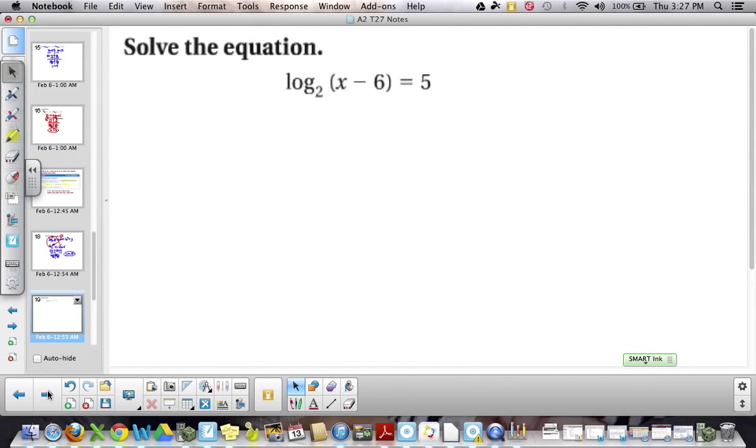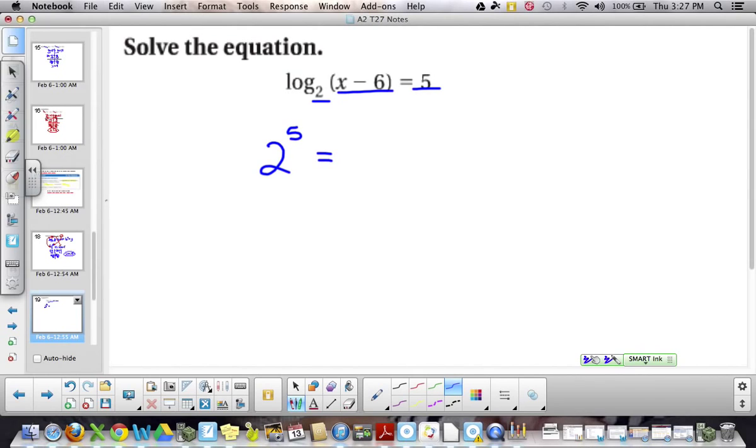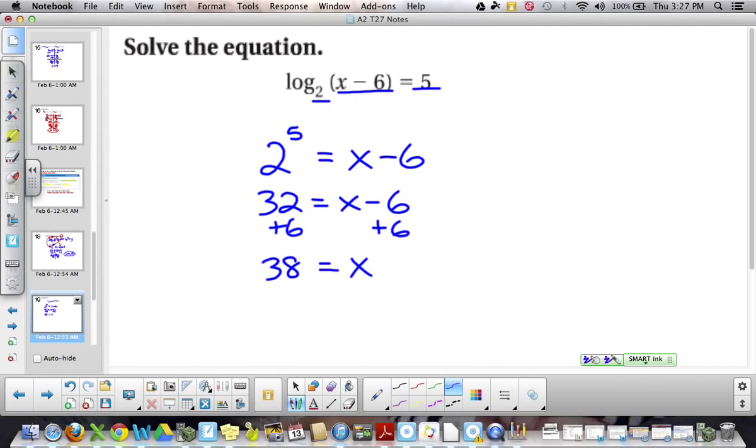All right, a few more examples. Here we've got log base 2 of x minus 6 equals 5, so the base is 2 and the exponent is 5, so 2 to the 5th power equals x minus 6. So 2 to the 5th is 32. Now add 6 on both sides, and we get 38 equals x.